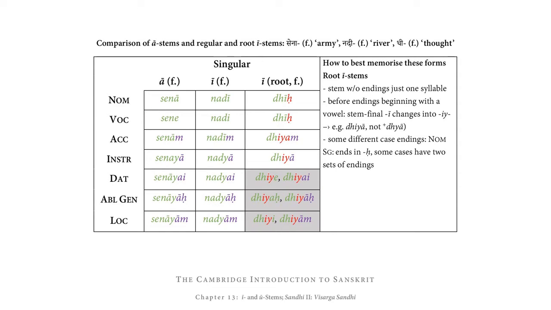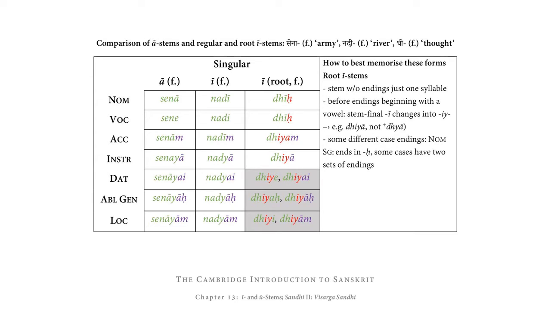Up next are the root long I stems. You can recognize a root long I stem by the fact that the stem, without the endings, is just one syllable. Nadi has two syllables, but what we've got here, dhi, meaning thought, is just one syllable. Now, the difference between the regular and the root long I stems are the following.